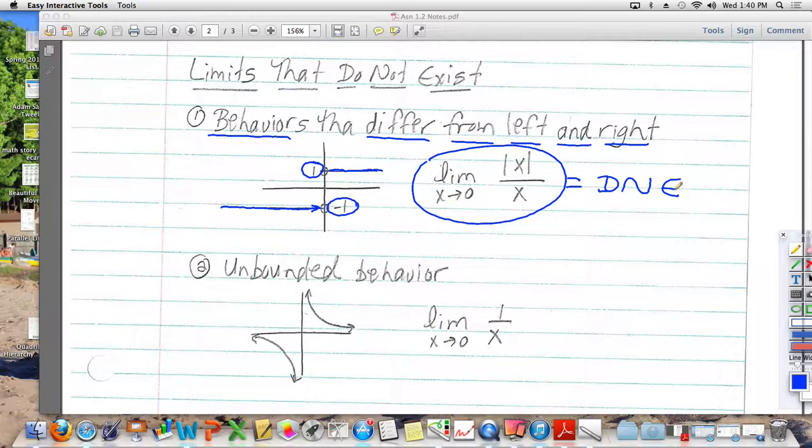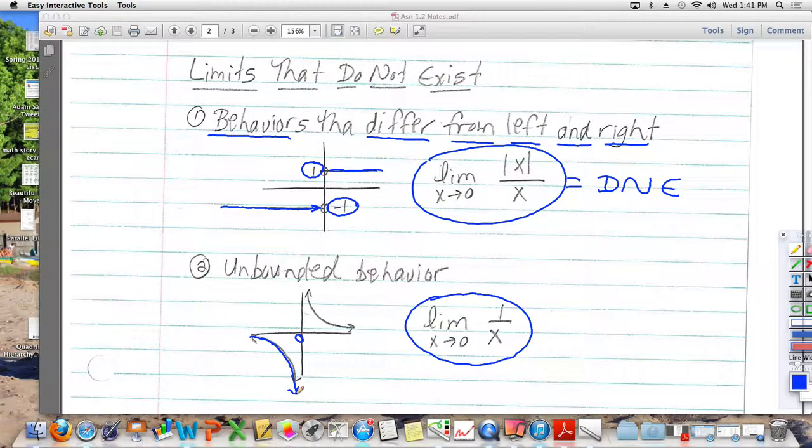All right. The second situation when a limit does not exist is if you have unbounded behavior. When I say unbounded behavior, I mean the graph is heading one direction infinitely far. Then the limit does not exist. So, for example, the limit as x approaches 0 of 1 divided by x. This is the x value of 0. And as I'm heading in from the left, the graph is heading infinitely far low. That means it is unbounded. That means it doesn't end. It keeps going and going and going.